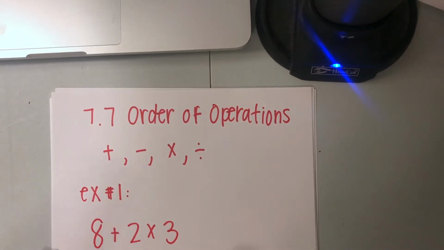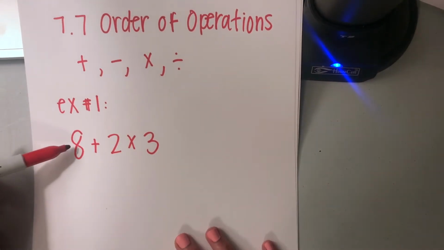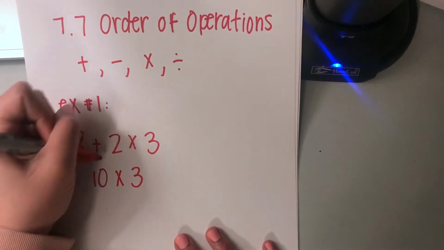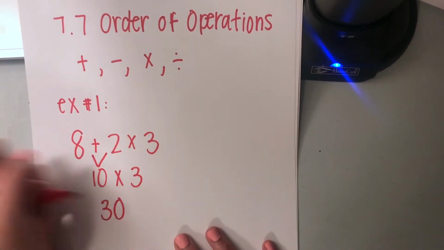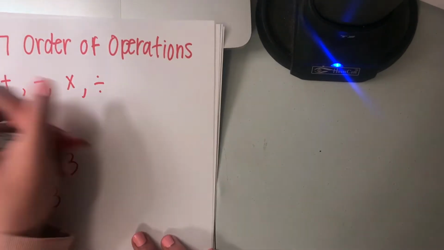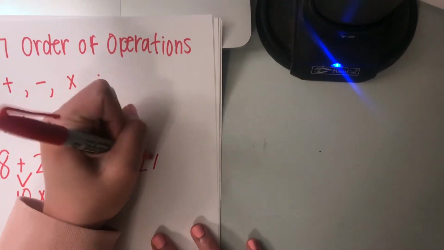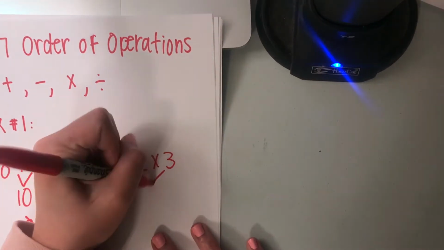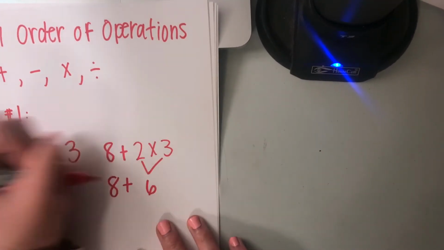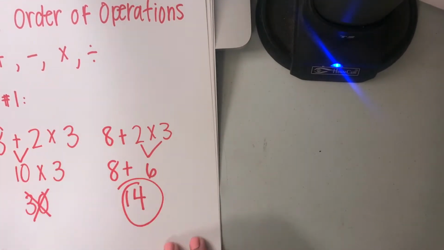When we are doing this, normally you would just think go left to right. So 8 plus 2 is 10, then we multiply by 3, we get 30. But that is not the correct way to do this. The correct way is to write out my equation again, 8 plus 2 times 3, and do my multiplication first. So 2 times 3, I get 6. Bring down my 8, I get 14. So this is the correct way to do this.